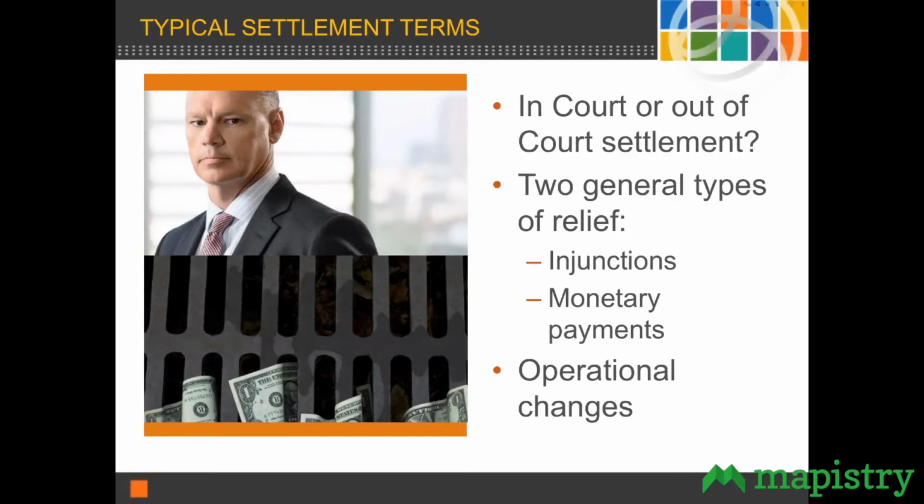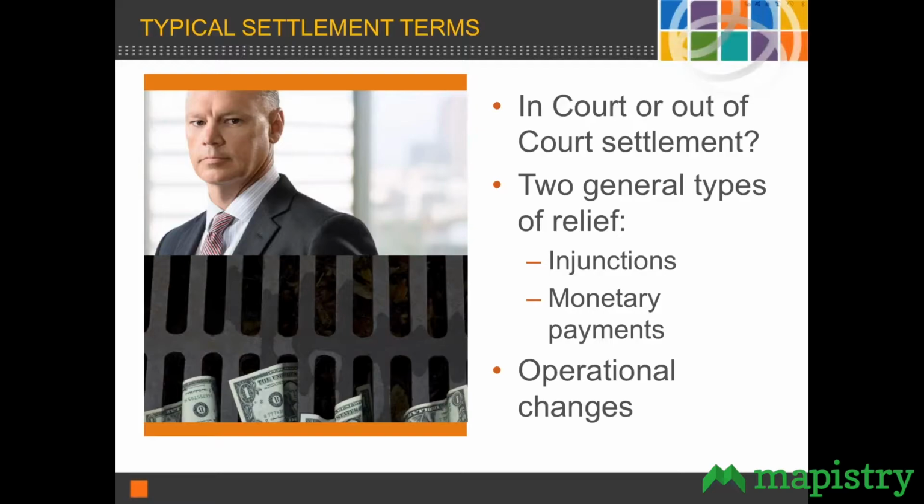There are two general types of relief that you'll see in settlement, whether it's a consent decree through a court settlement or out of court. There's injunctive relief, so they're going to require you to do specific things. All of this is negotiable. So this is just a contract negotiation. There's going to be give and take. And there's going to be monetary payments, obviously, that they're going to want. They want to be paid, both for the activities that they've done and to fund future activities.